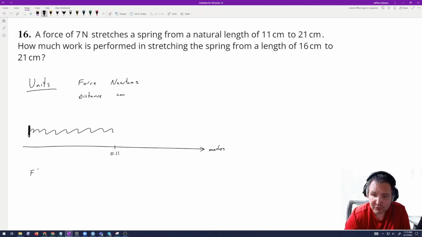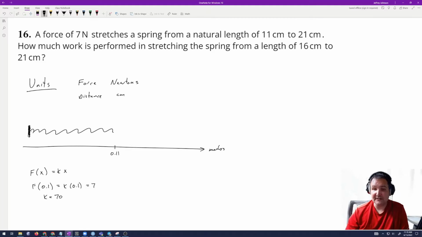So the force of the spring equals K times X. And this is the distance, right? The distance that it's been stretched is a total of 10 centimeters, which is 0.1 meters, times 0.1. And that equals a total of 7 newtons. So it took a force of 7 newtons to move it 1/10 of a meter. So if we solve for K here, K is equal to 70. So that is our spring constant, 70.